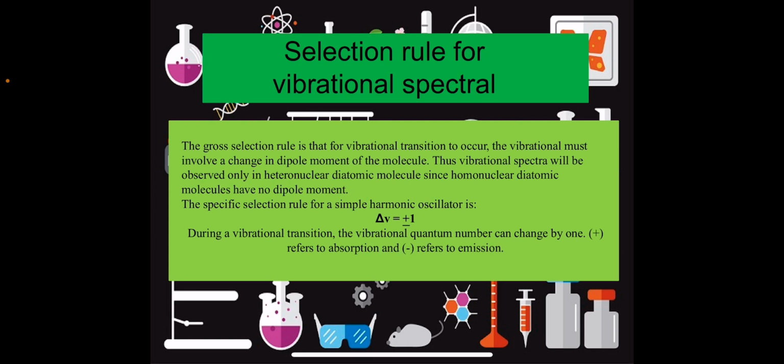The specific selection rule for a simple harmonic oscillator is delta v equal to plus or minus 1. That is, during a vibrational transition, the vibrational quantum number v can change by 1. Delta v plus 1 refers to absorption, while minus 1 refers to emission.